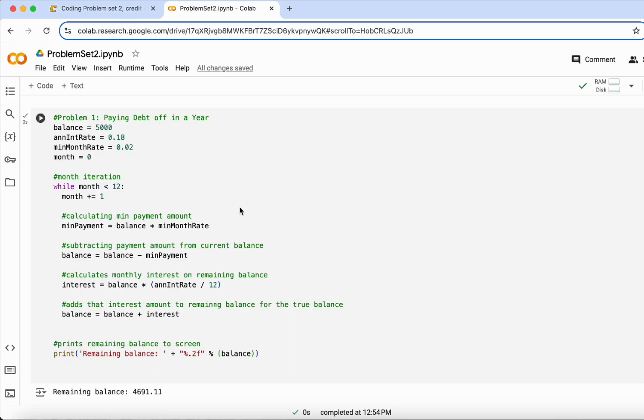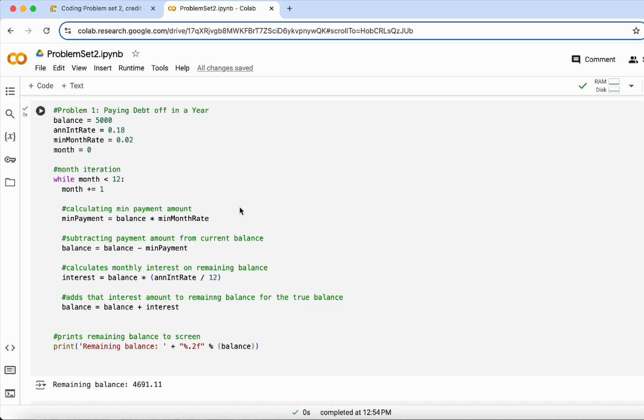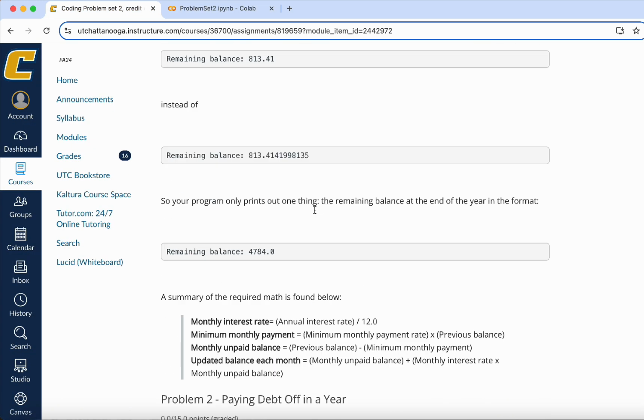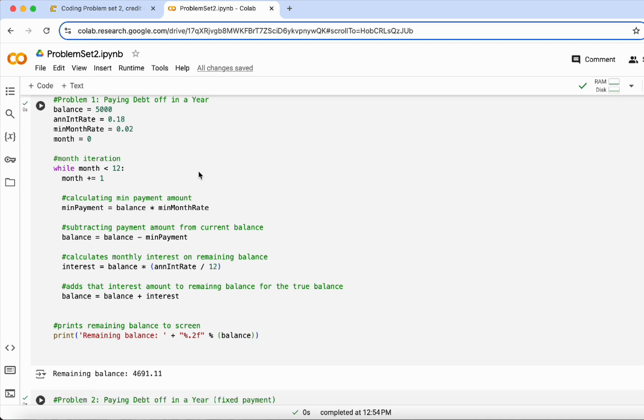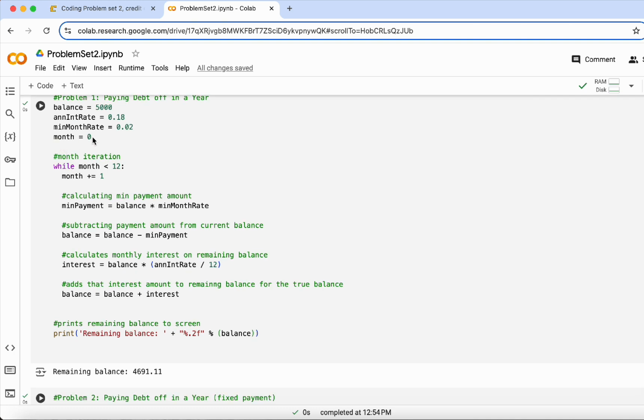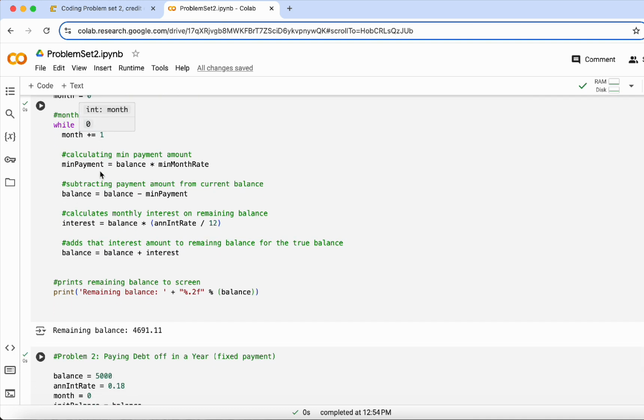So if we head over here, we can get right on into our code. So we have our variables up here. Balance is set to 5,000. The annual interest rate is set at 18%. The minimum monthly rate is at 2%, which is where we saw that up here, the 2% minimum monthly payment. And then we have a month counter set at 0, and I will explain why in just a moment.